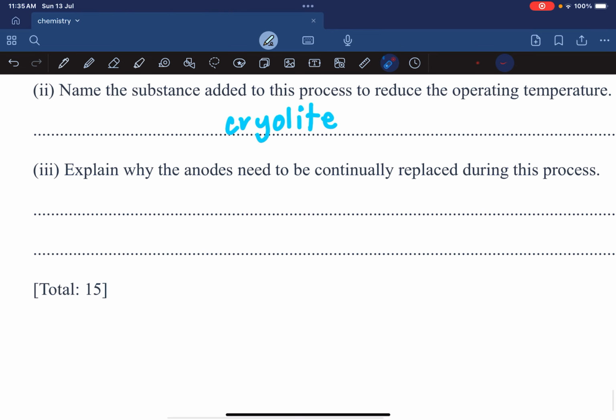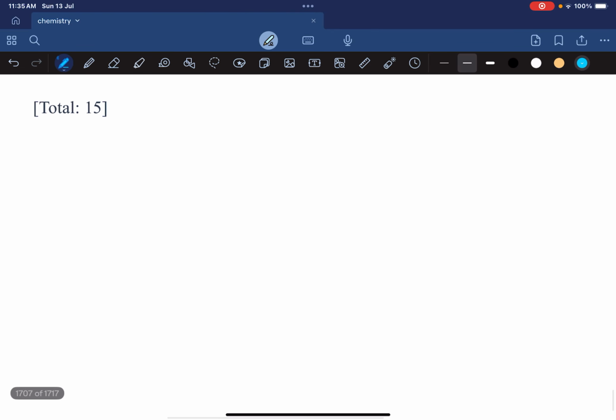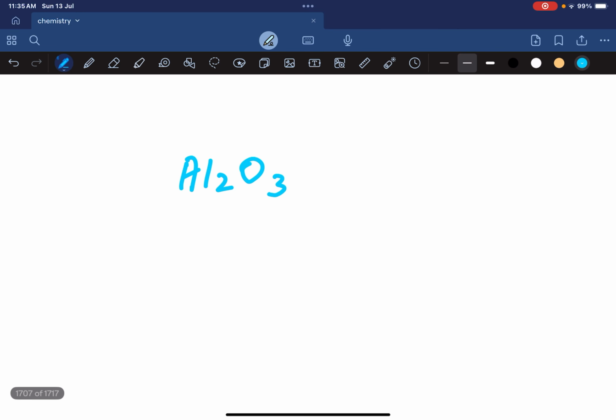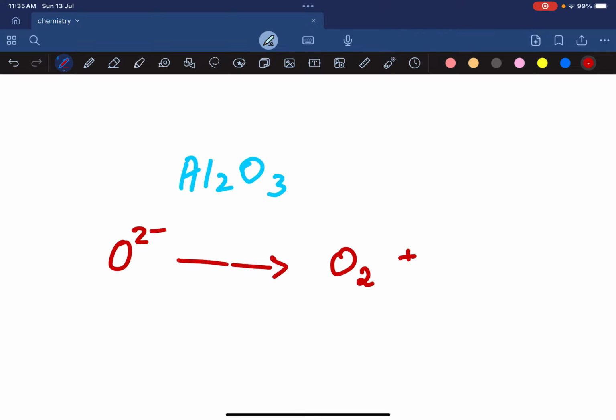Okay, explain why the anodes need to be continually replaced during this process. Why do they need to be replaced? Because you have aluminum ore, Al2O3. This is your bauxite ore. Out of this bauxite ore, at the anode, what is the product? The product is oxygen. So your oxide ions, O2-, are going to lose electrons to form O2 plus 4 electrons. Over here you put a 2, so over here you put a 4. I hope you understand this equation.